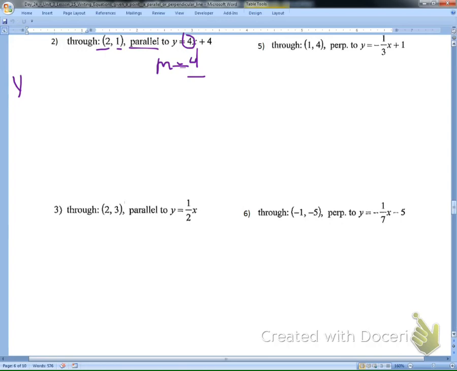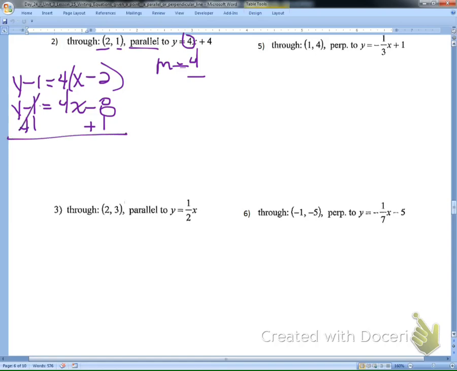Point-slope. Alright, y opposite your y term, so -1, is equal to your slope of 4 times x opposite your x, so -2. Distribute the 4, so y minus 1 is equal to 4x minus 8. And then add your 1 to both sides of the equation. Y is equal to then 4x minus 7. That's your final answer.